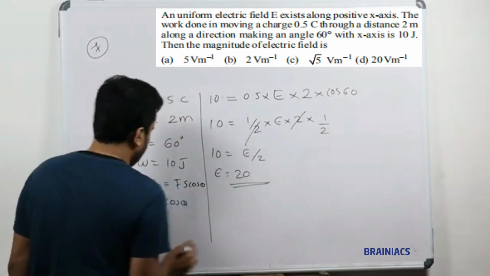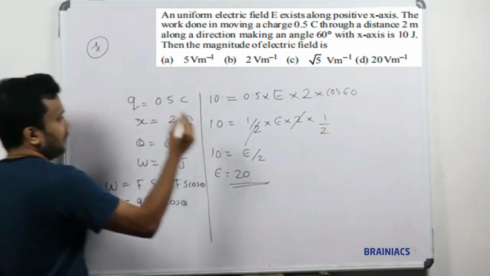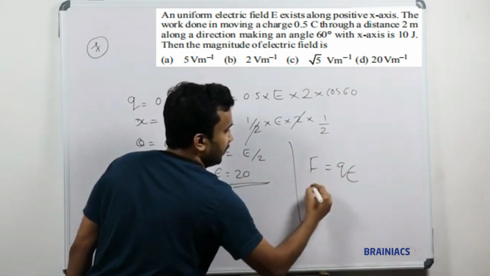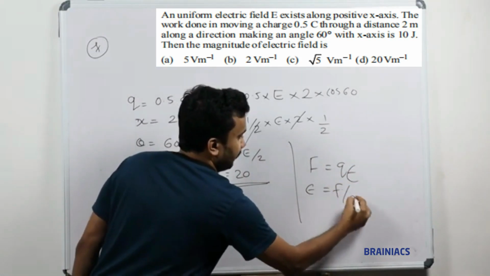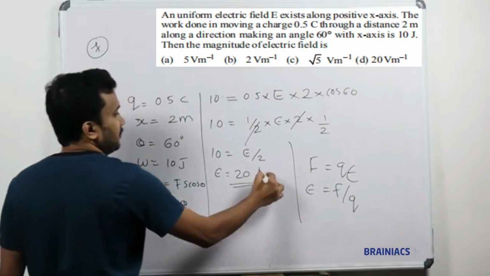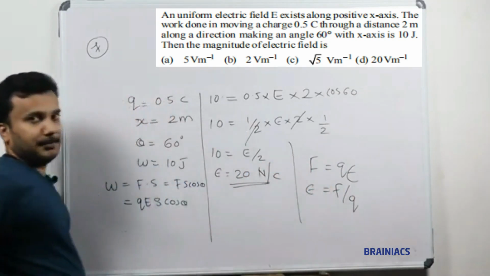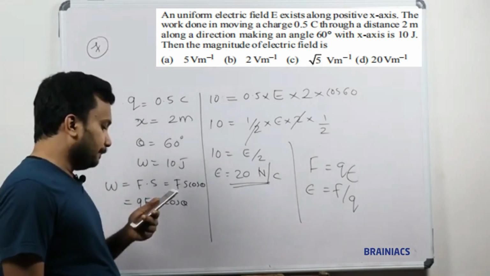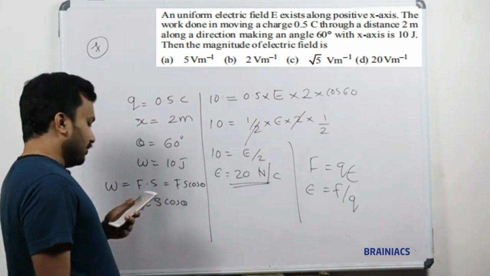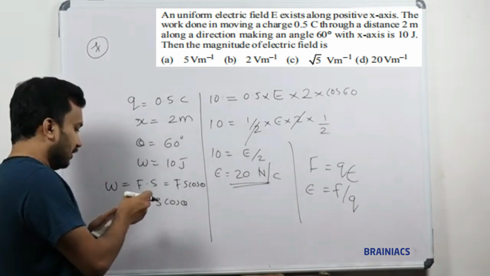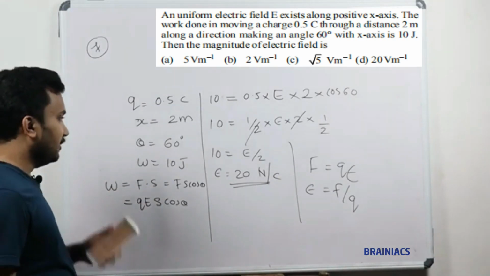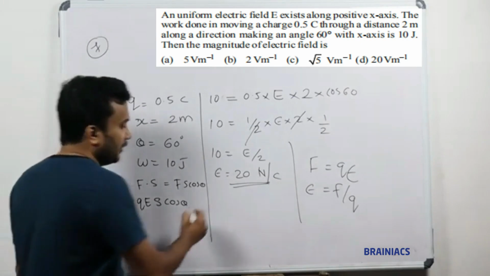What is the unit of this one? Electric field: F will be equal to QE, right? So E equals F by Q. F is in the unit Newton, so it is Newton per coulomb. Newton per coulomb is the right unit for this question. Newton per coulomb is one of the units, but it is not given in the options. And the answer is 20. So another unit, this you will learn in potential also.